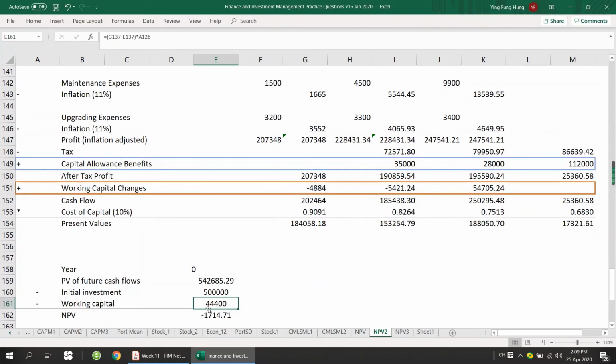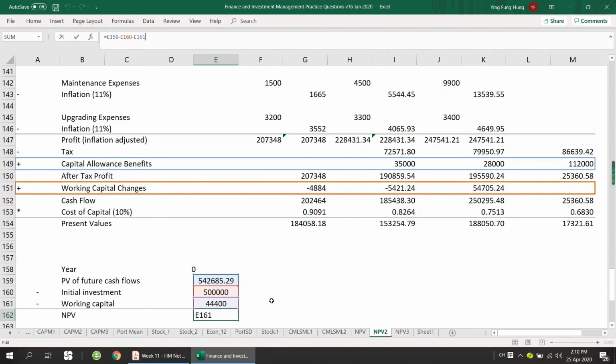And this will give us a working capital of 44.4 thousand. Now again, because this is the cash or the working capital that we have to prepare and we have to pay, therefore it is a negative figure because it's going to represent a cash outflow. And the net present value will be summing up all of the future present value from year 1 to year 4, and then we have to subtract this by the initial investment of 500,000, and also we have to subtract this by the working capital that we have to prepare for this 44.4 thousand.